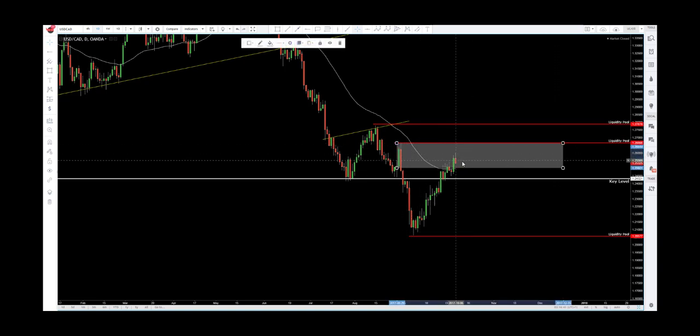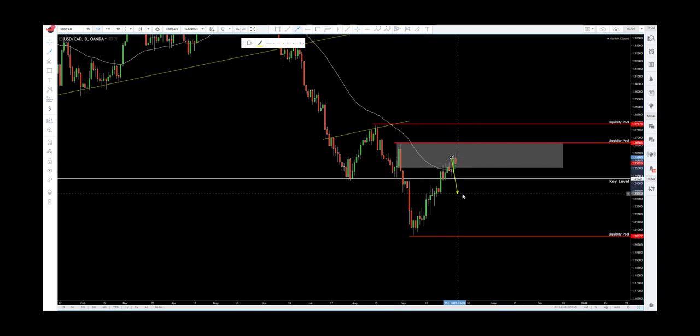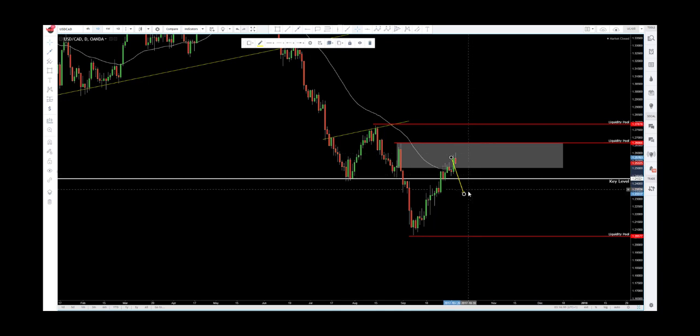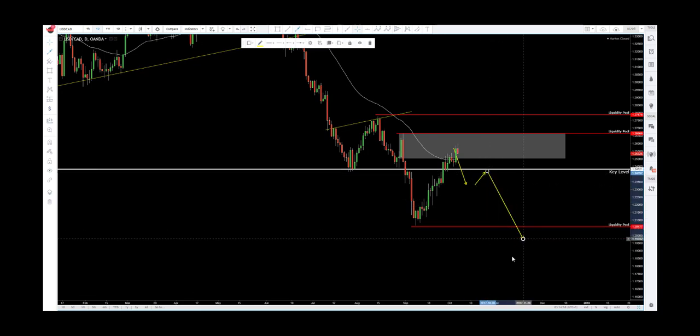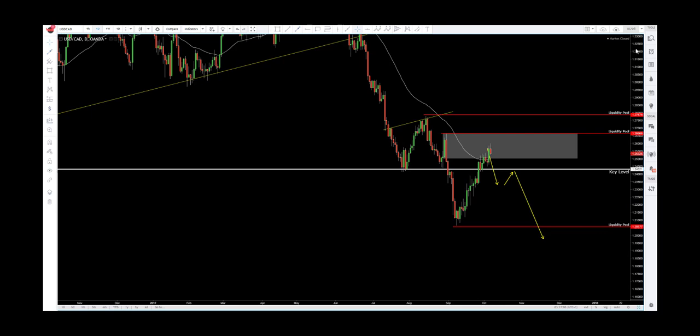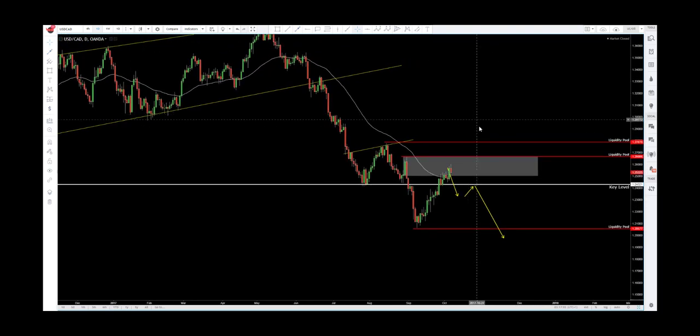If this level holds, we're going to wait to see if price can actually break this level of support. If so, then we should see price come back up to retest. And at that point, we're going to be looking for price to move back down to the lows again. So we're going to wait and see what is going to happen here with the dollar CAD.